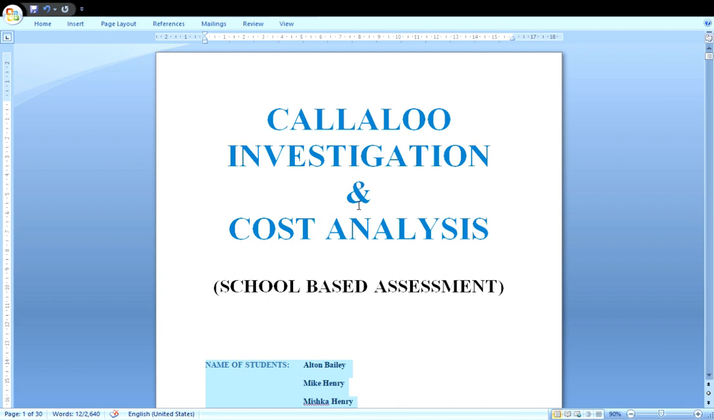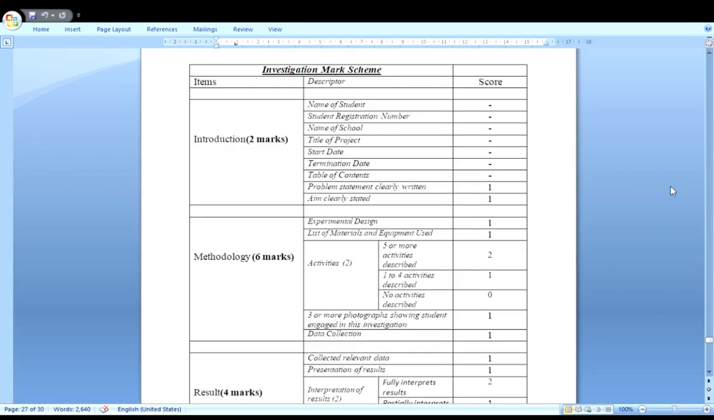Also, very important, when you're writing up your investigation and your cost analysis, there should be no use of personal pronouns. Alright, let me open another window. This is the mark scheme for the investigation. In the first column we have the items, the second column the descriptor, and the third column is the score. The first item here is the introduction, and the total marks for the introduction is 2 marks.